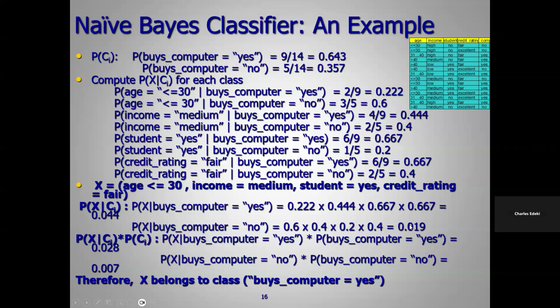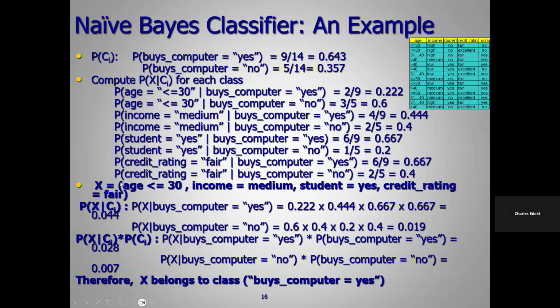Okay, now we're getting close. We take the probability of X given Ci times the probability of Ci, for yes and for no. We do the yes first, then the no next. And we're getting there. Therefore, we take the highest probability. The highest is 0.028. Okay, that's yes. So this training data is yes.